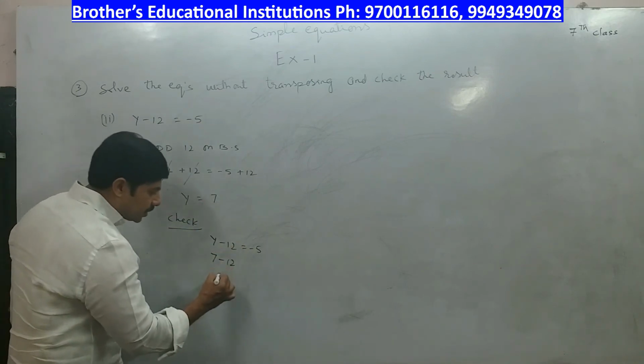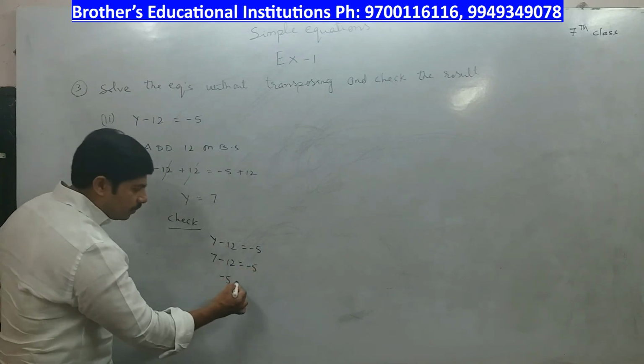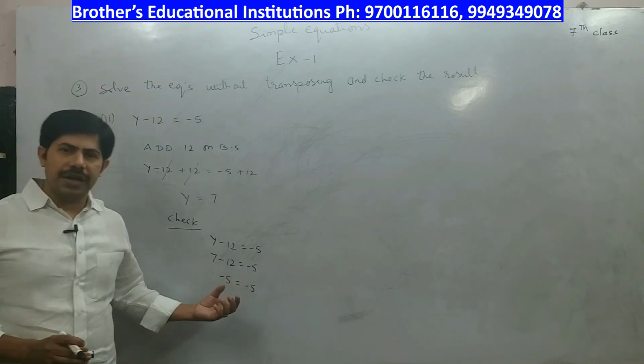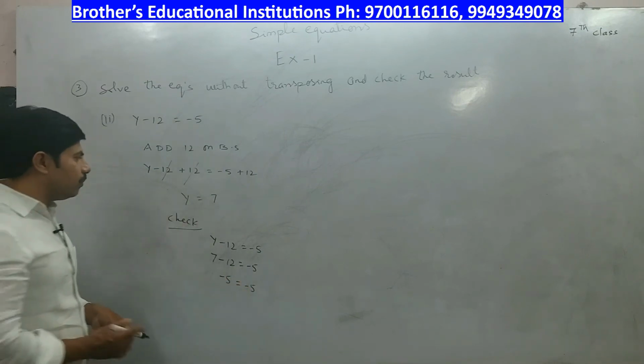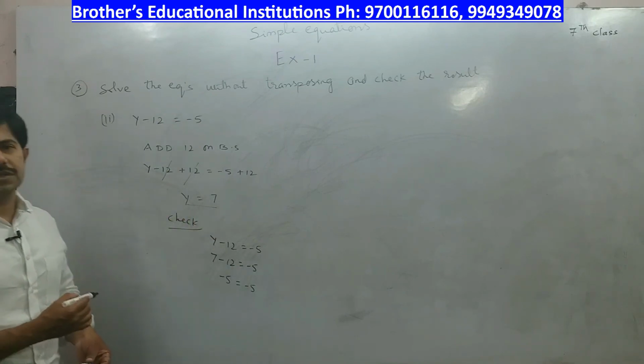7 minus 12 is nothing but minus 5. In the RHS also we have minus 5. So minus 5 is equal to minus 5. It satisfies. Therefore, we say the value of y is nothing but 7. So this is completed.